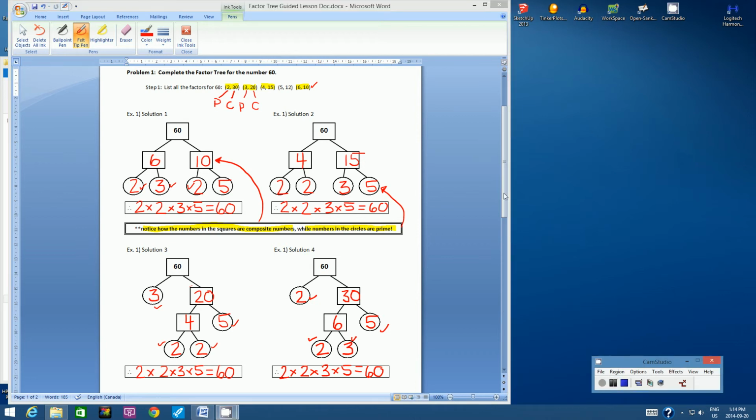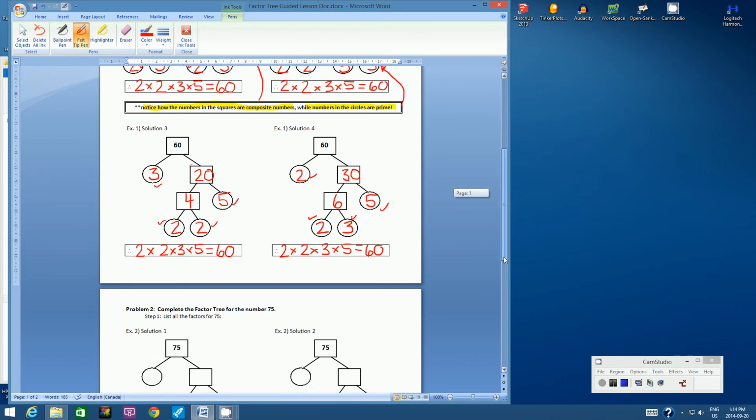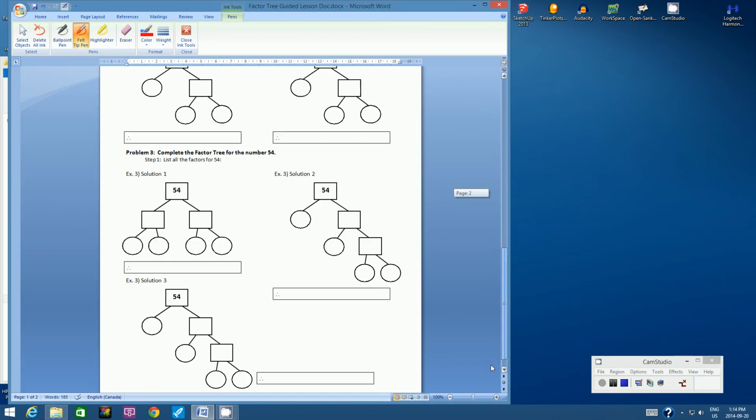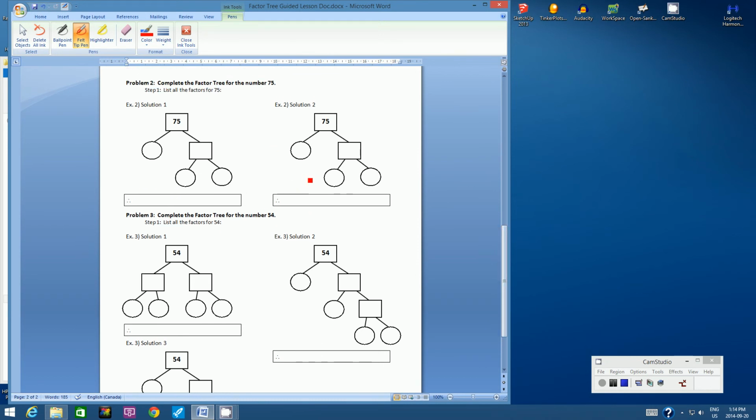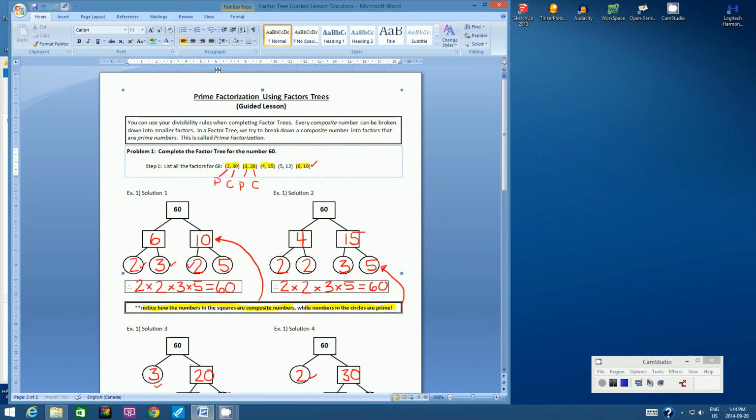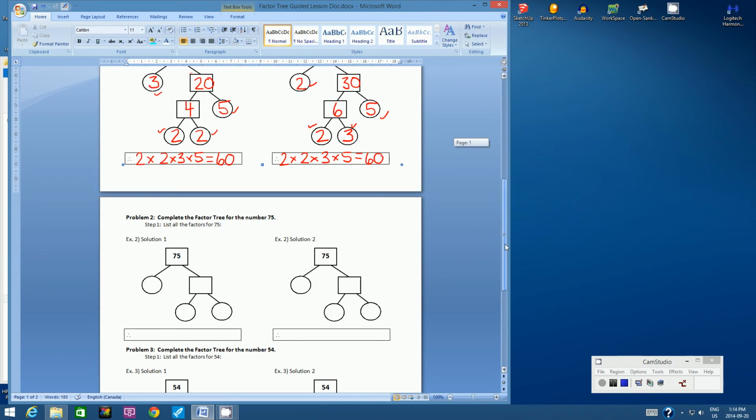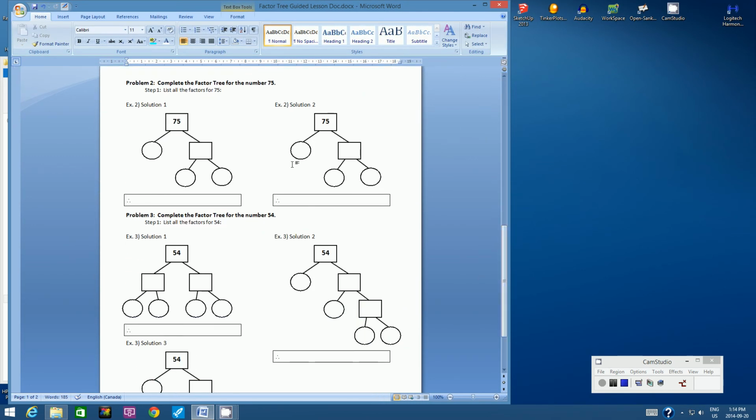Okay, so let's start problem 2 on the next page. I'll just get you started. Okay, so problem 2. Complete the factor tree for the number 75. So let's do like we did with problem 1. So let's brainstorm and think about all of the factor pairs that go into 75.